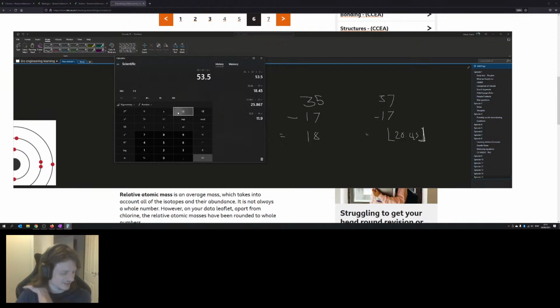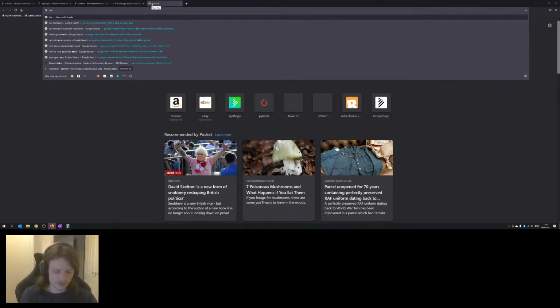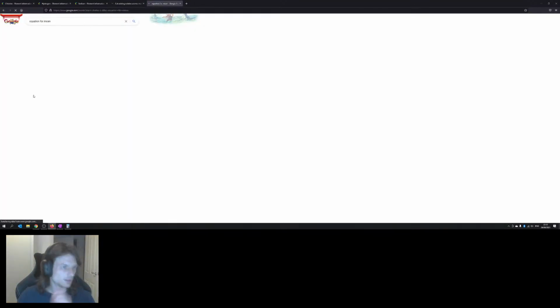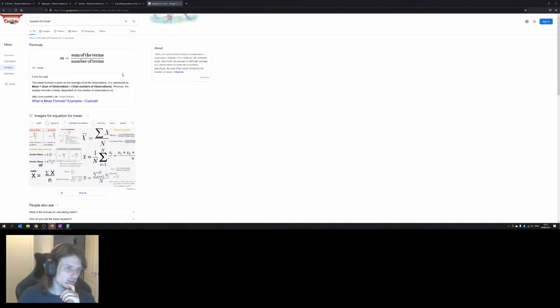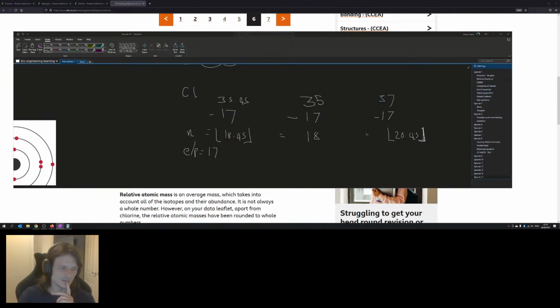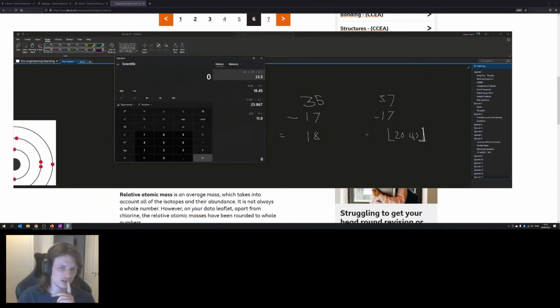Wait. Get average of, equation for mean. Sum of the terms divided by the number of the terms. Yeah, I did that right. Okay. So this one is 52.5.